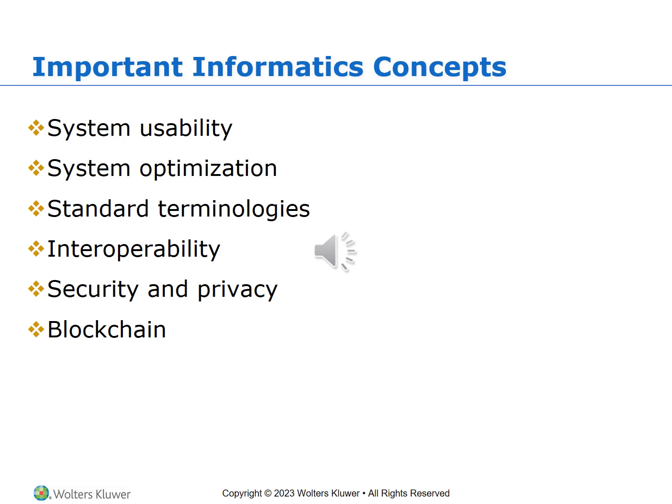Important informatics concepts include system usability, system optimization, standard technologies, interoperability, security and privacy, and blockchain. So this begins on page 557 and extends into page 561. They have a paragraph that explains each of these bullets.